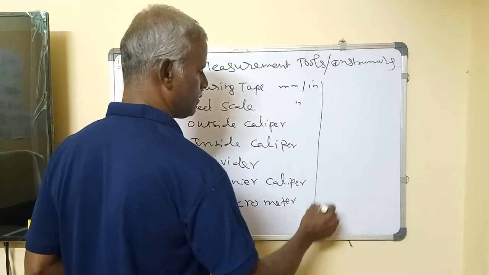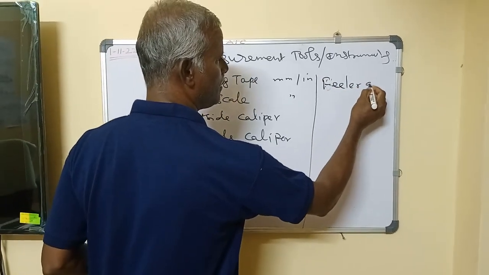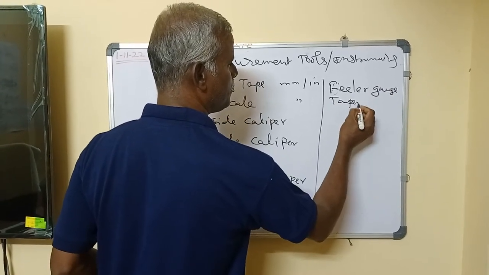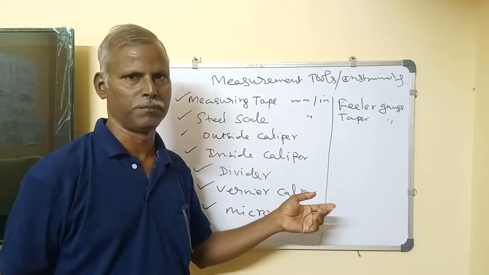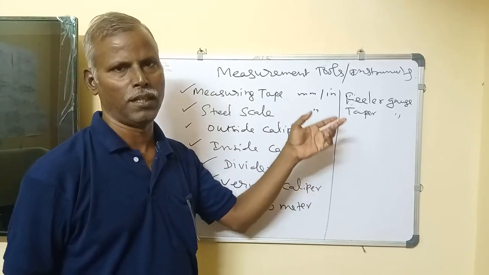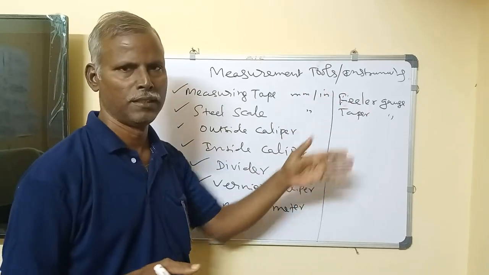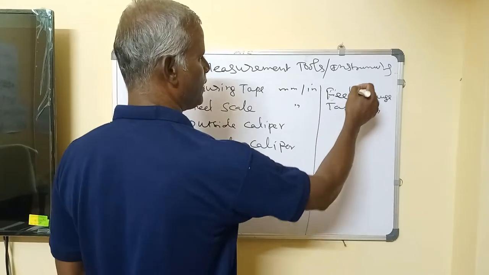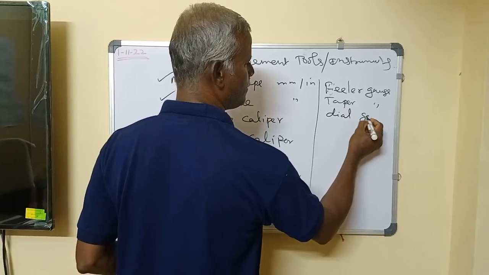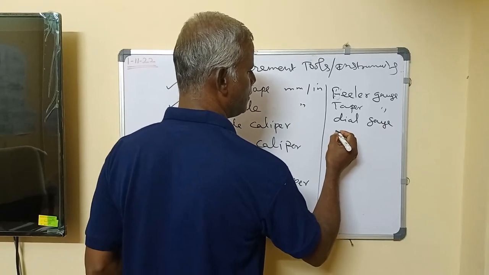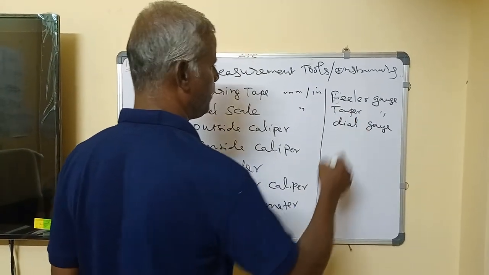Then gauges: feeler gauge, taper gauge. Feeler gauges are like leaves, with thicknesses like 0.05 mm, in mm and also inches. The taper gauge is a single gauge that will show all the measurements, but the feeler gauge is used for gaps. We can measure between the gaps. Taper gauge and dial gauge: these gauges we can use for measurements and alignment.